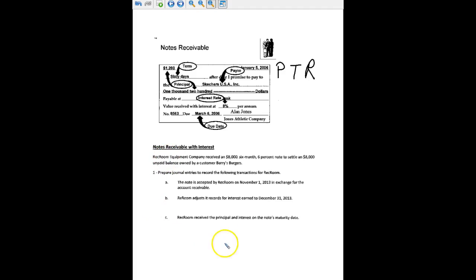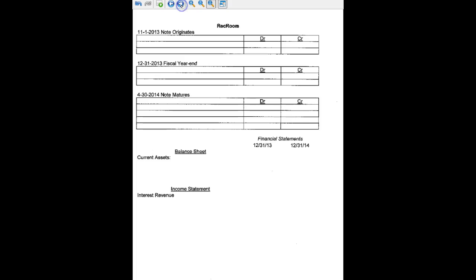So let's go to our demo problem. We have Rec Room Equipment received an $8,000 6-month 6% note. So the $8,000 is our principal, 6 months is our time, and our interest rate is 6%. And this is going to be in exchange for an unpaid balance, which if that's an unpaid balance, that's an account receivable. So for item A, they want us to record accepting the note in exchange for the account receivable. So let's go over and do that.